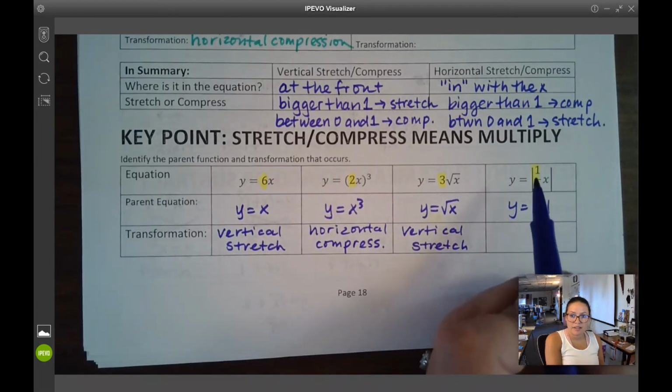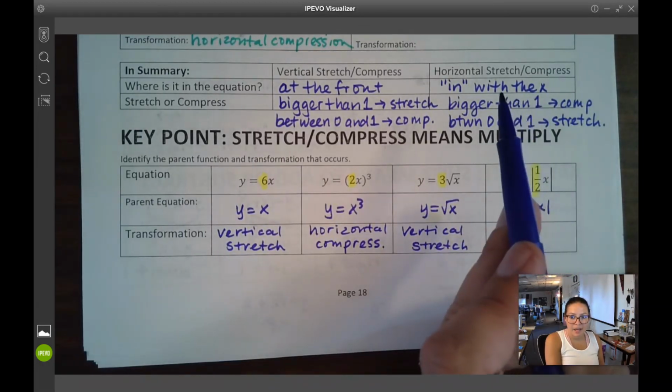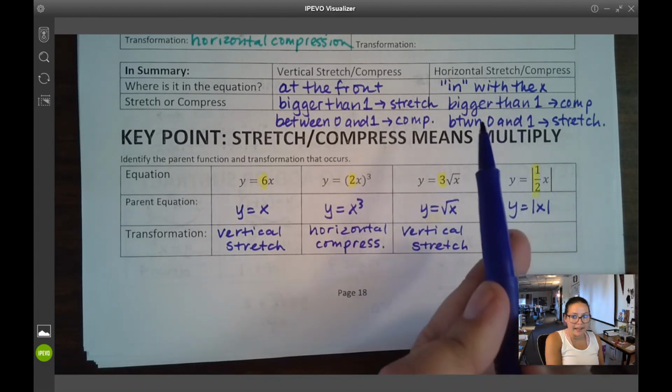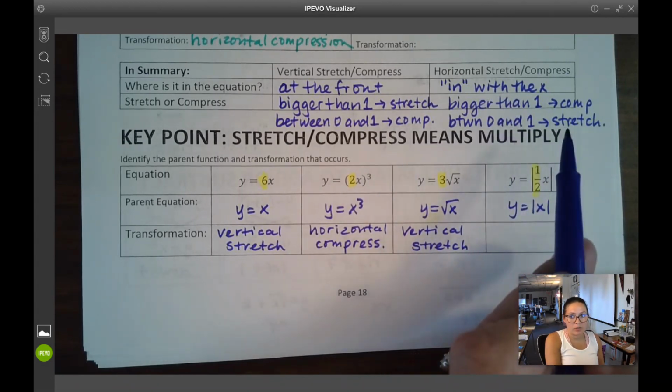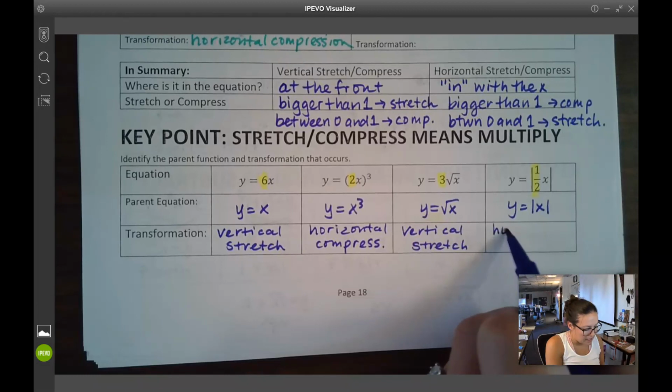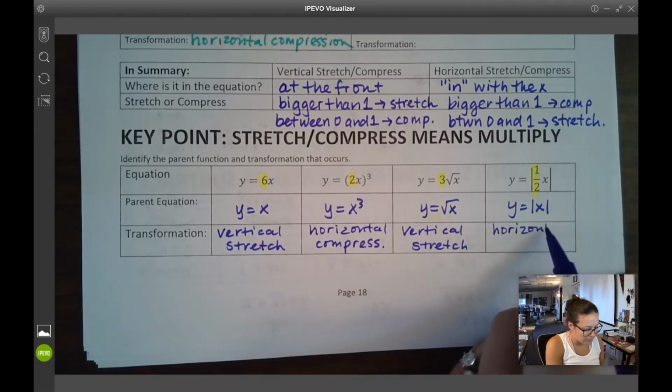Last one, this 1/2 is in the absolute value with the x, and 1/2 is between 0 and 1, which makes this a horizontal stretch.